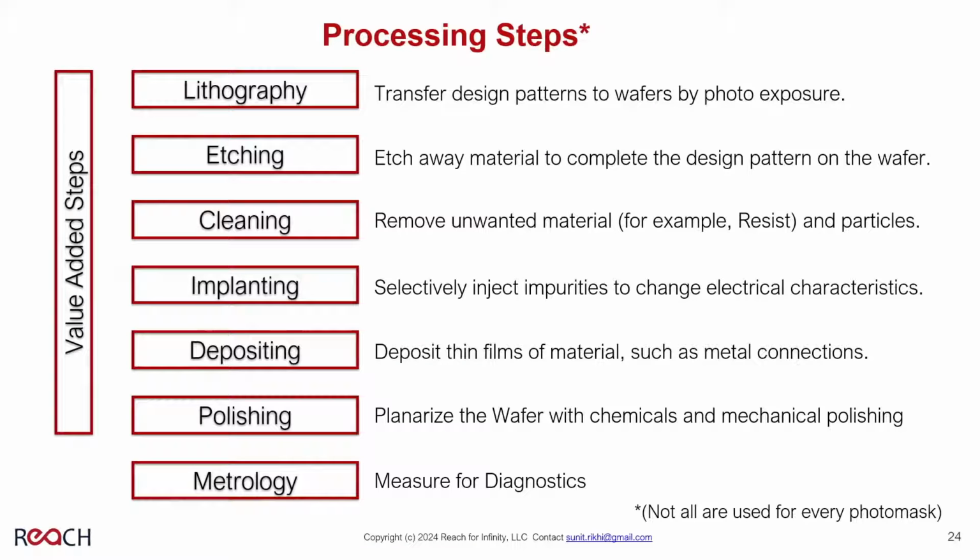Let me give an overview of what kinds of processing steps happen before a wafer comes out. So lithography, you already know. It exposes light through a photomask onto a wafer and creates the image of that photomask on the wafer. And then you do various things. You can do etching, which etches away material to complete the design pattern on the wafer.